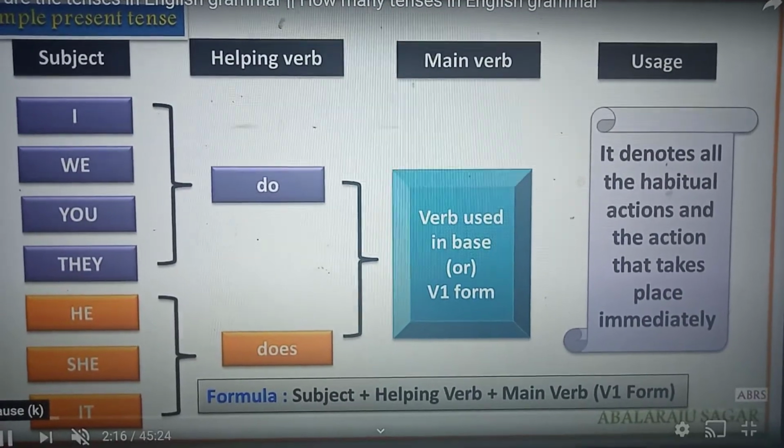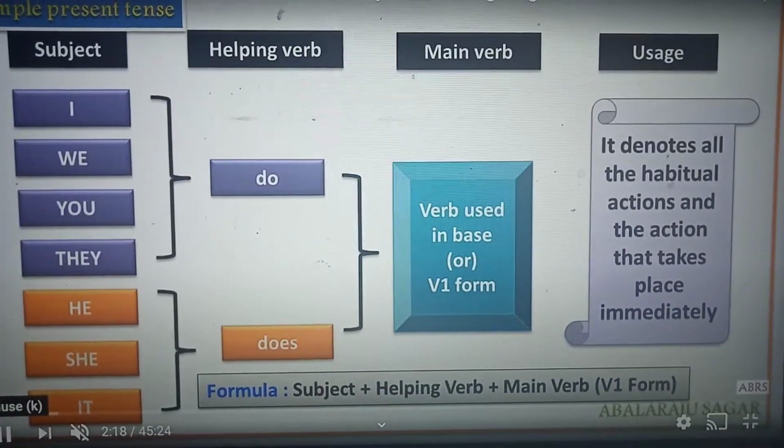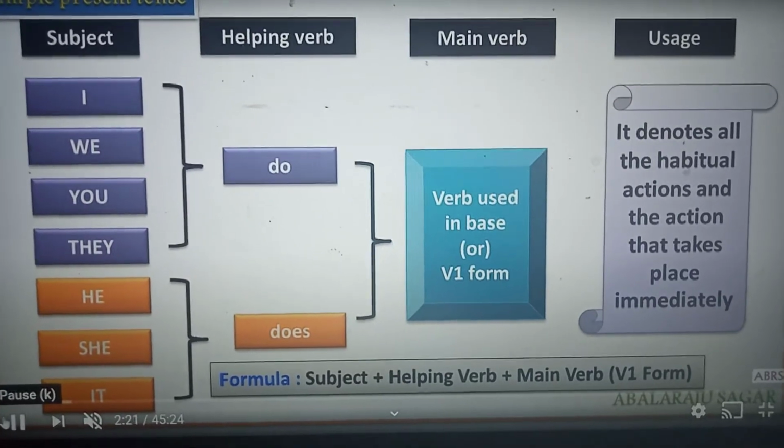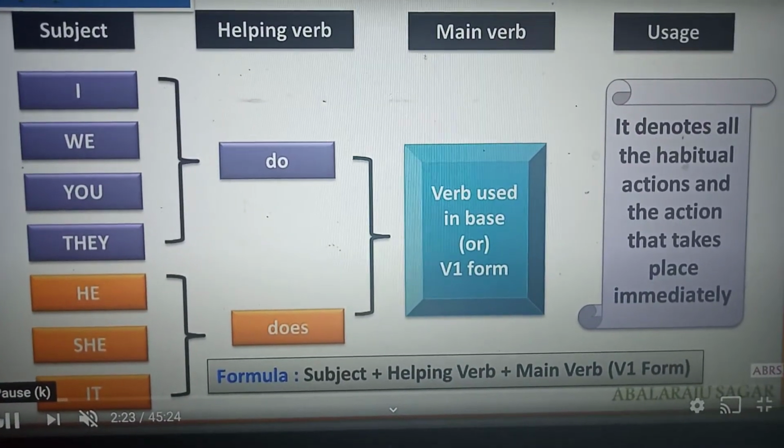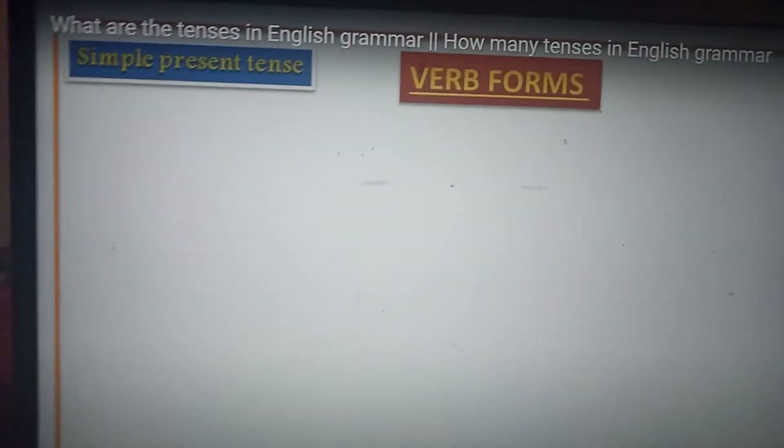Whatever action is taking place, that takes place. Habitual actions: she brushes her teeth, goes to school daily. That is subject, helping verb, main verb. That is the simple present.